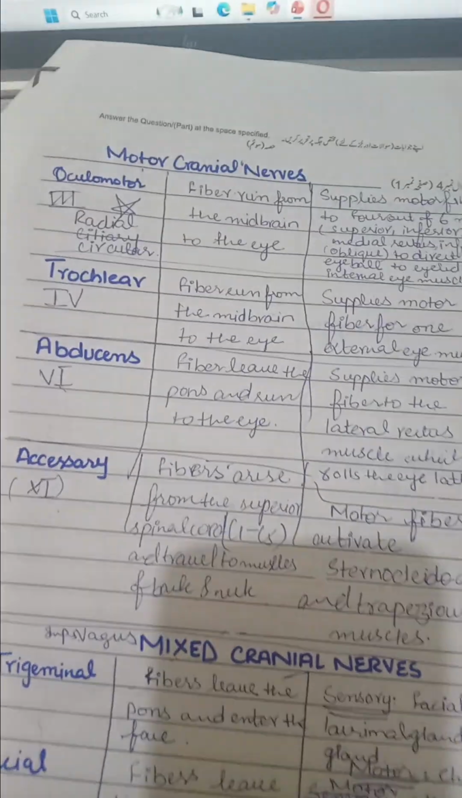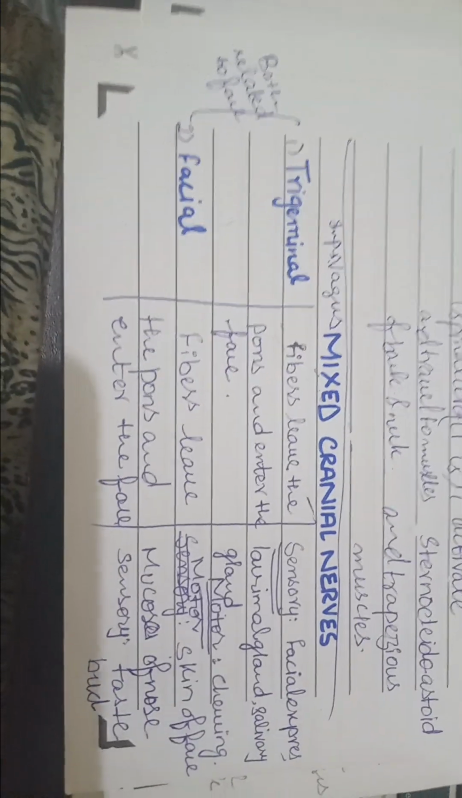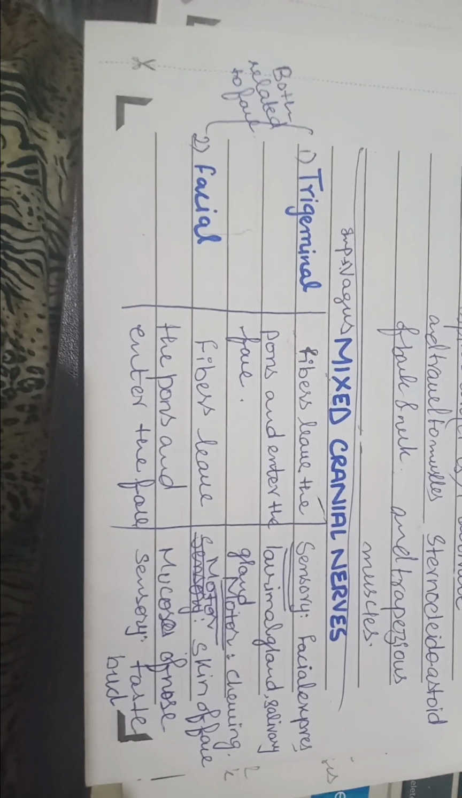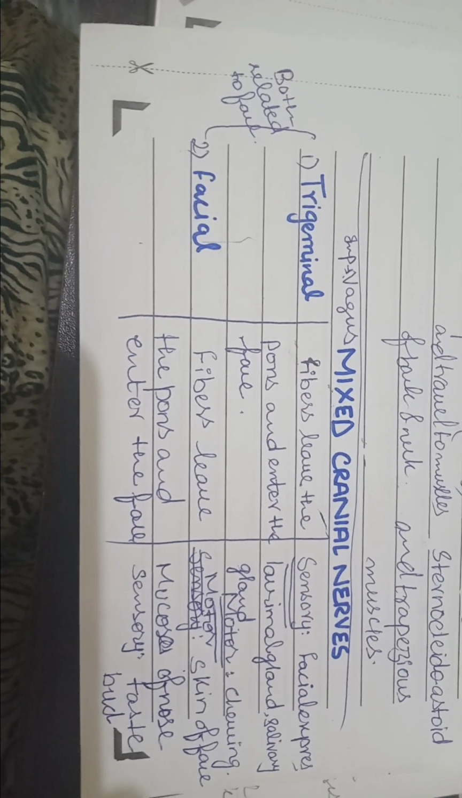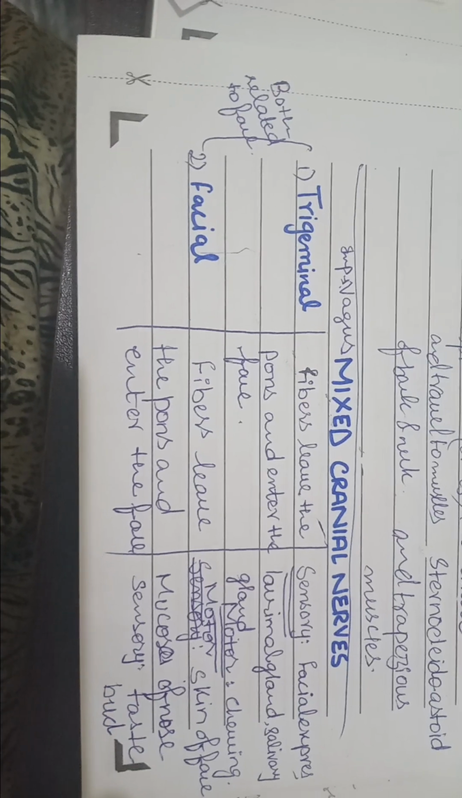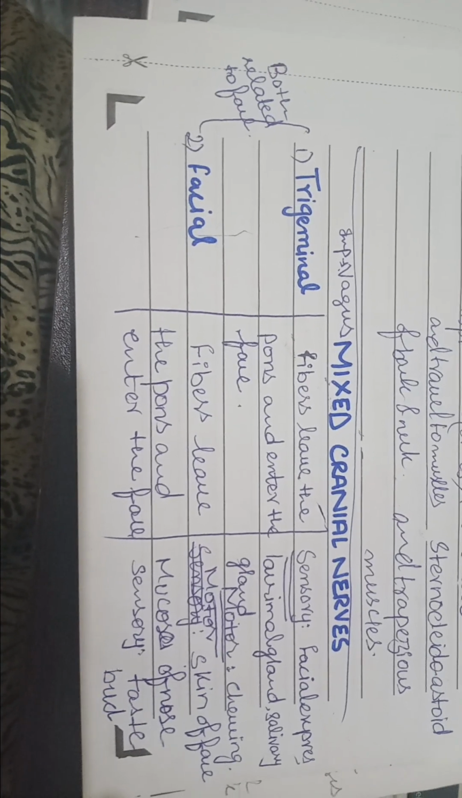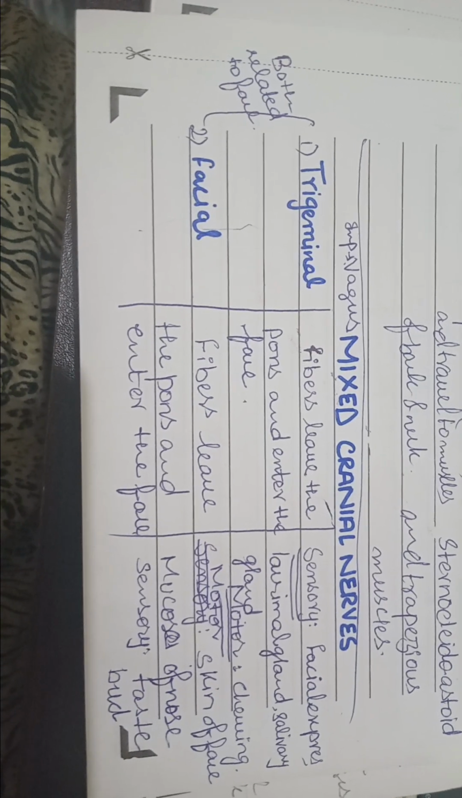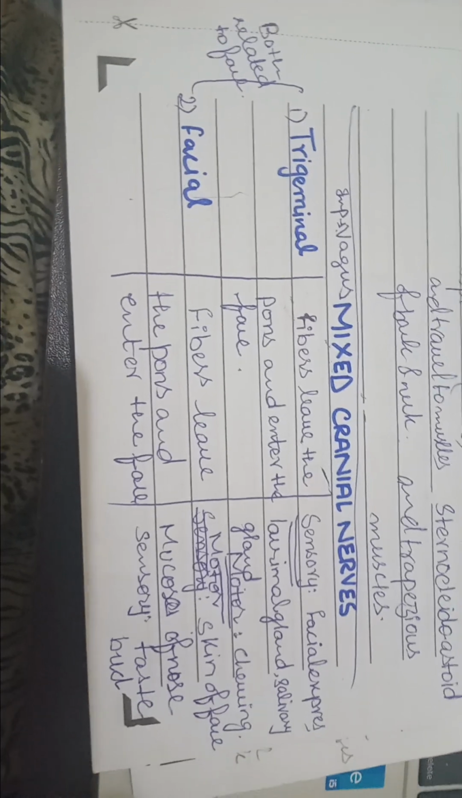Okay, now we will discuss the mixed cranial nerves. Mixed means that it will be controlling the sensory and motor functions both. So here, first of all, related to the face, the nerves are trigeminal and facial. Trigeminal fibers will leave the pons and enter the face, and both are having the same location, facial and trigeminal.